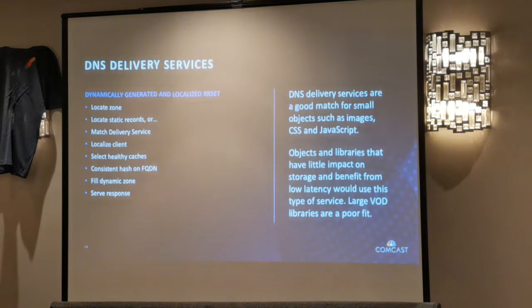So DNS delivery services, at a high level, this is kind of what we need to do. When we receive a request from a resolver, we need to locate the DNS zone. We need to find out if we have static records for that request, and if we don't, we need to match the delivery service and localize the client, select healthy caches, again, that's the health protocol, and consistent hash on FQDN. Like I said, we use consistent hash everywhere. So for that host name that comes in, I perform consistent hash on that, so the RR set that you get back is consistently the same hosts.